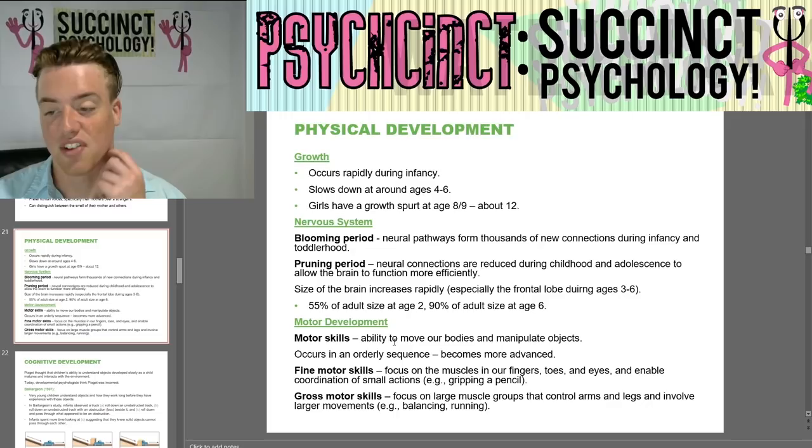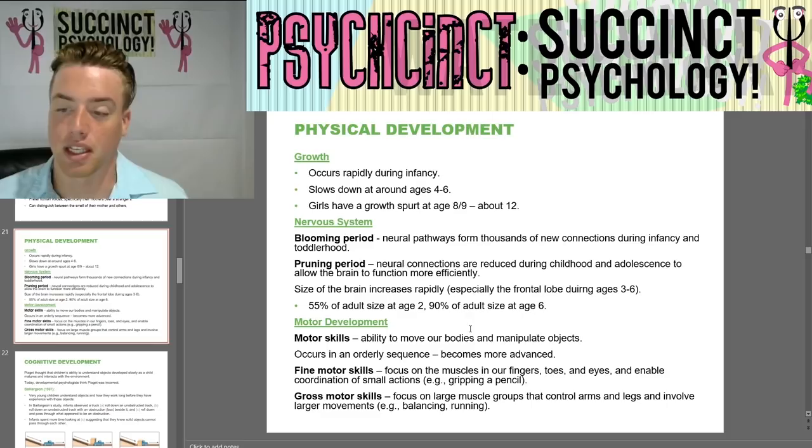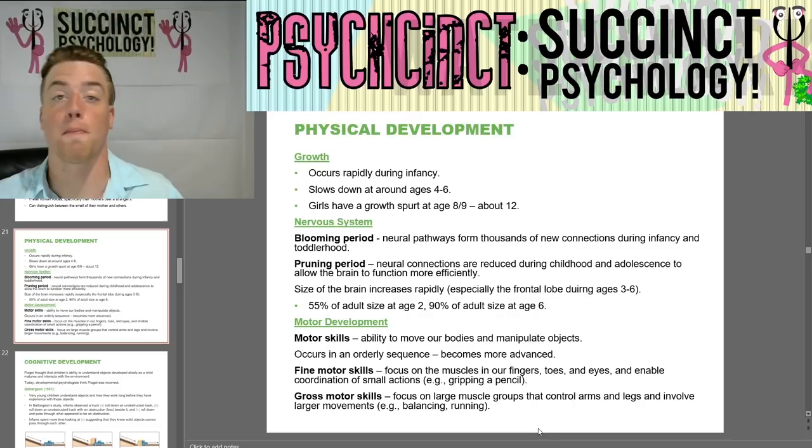Now, motor development is motor skills, our ability to move our bodies and manipulate objects, that occurs in an orderly sequence and becomes more advanced. Now, fine motor skills focus on the muscles in our fingers, toes, and eyes and enable coordination of small actions, for example, gripping a pencil. Now, gross motor skills focus on large muscle groups that control arms and legs and involve larger movements, for example, balancing and running.